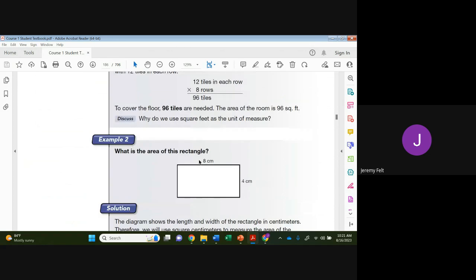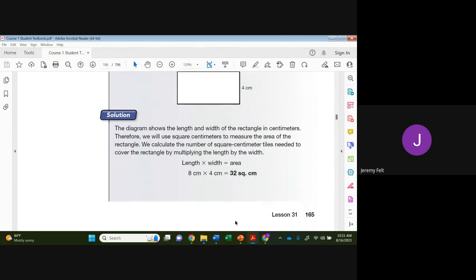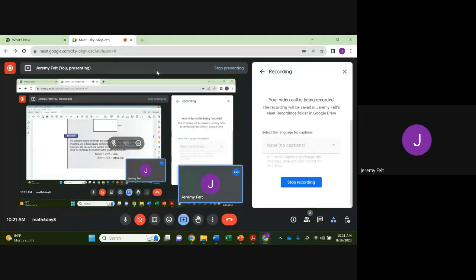This rectangle, 8 and 4, well, 8 times 4 is 32, and then square centimeters.